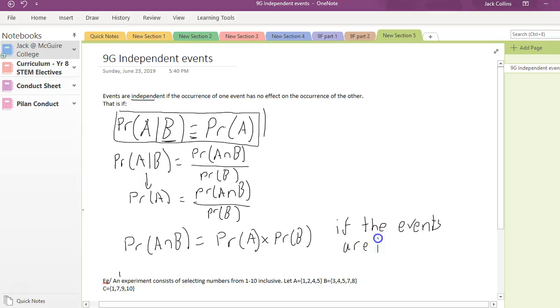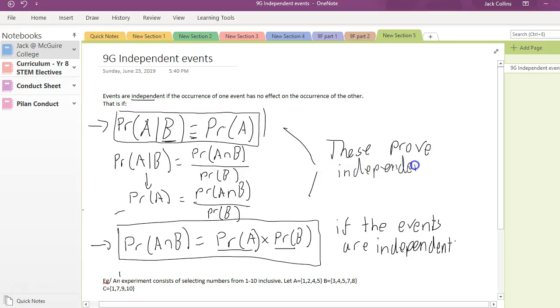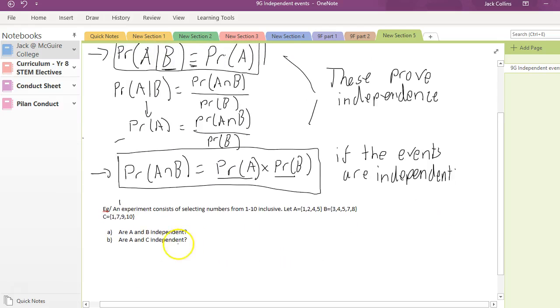are independent. Okay, so to prove events are independent, you need to show either this or this. So you need to show the probability of A and B is equal to the probability of A times the probability of B, or the probability of A given B is equal to the probability of A. So these prove independence. Okay. So as soon as a question asks, are these events independent, you need to test whether either one of these holds. Okay. So let's look at an example.